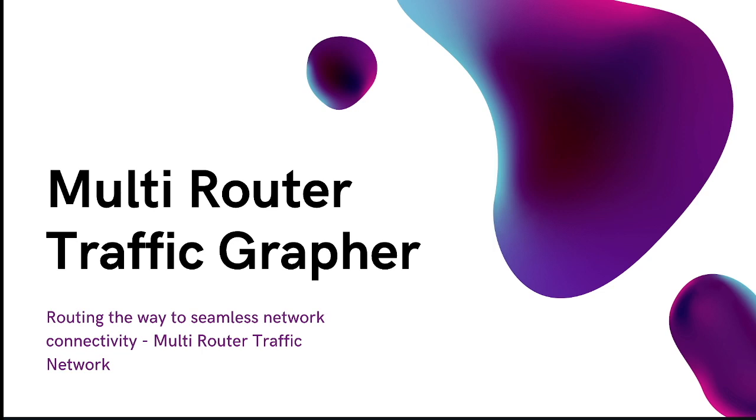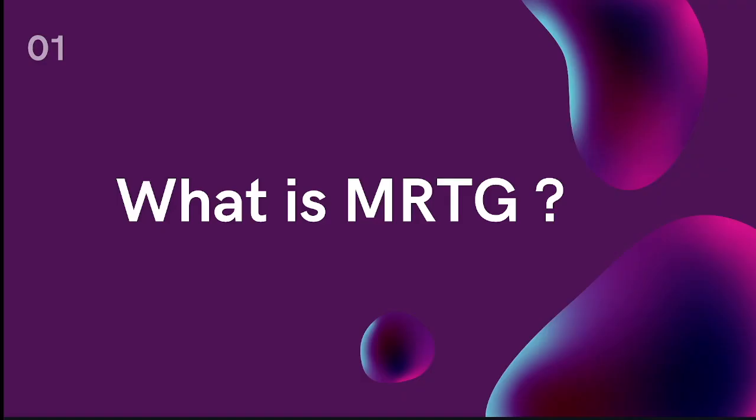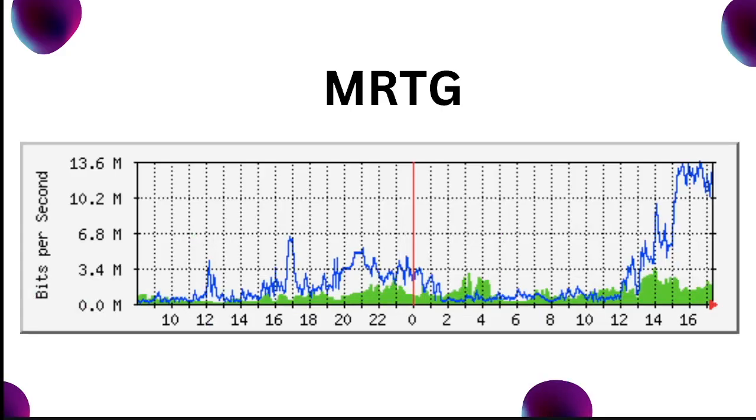Our project is about MRTG, which is an open source tool used for monitoring and measuring the traffic load on network links. As you may already know, network traffic refers to the amount of data that is transmitted and received by network devices such as routers, switches, and servers. It is important to monitor network traffic because it helps network administrators to identify and troubleshoot network issues, optimize network performance, and plan for future capacity needs.